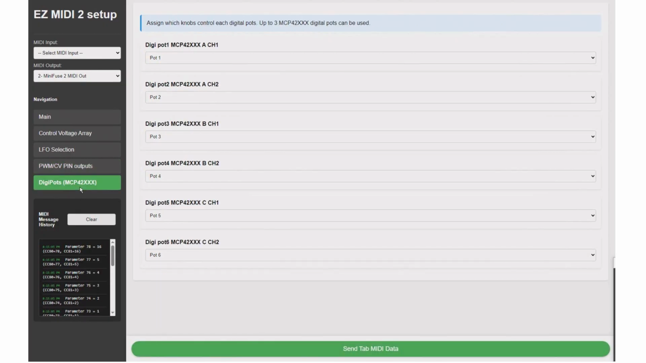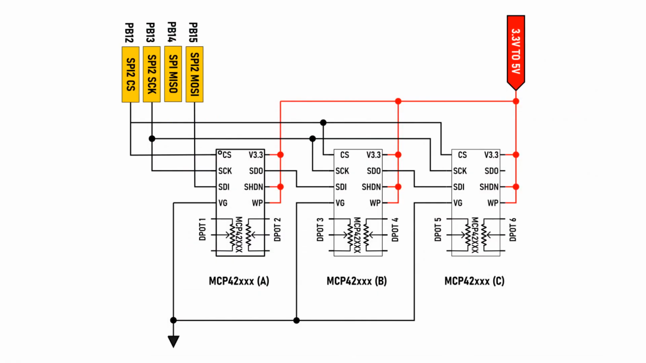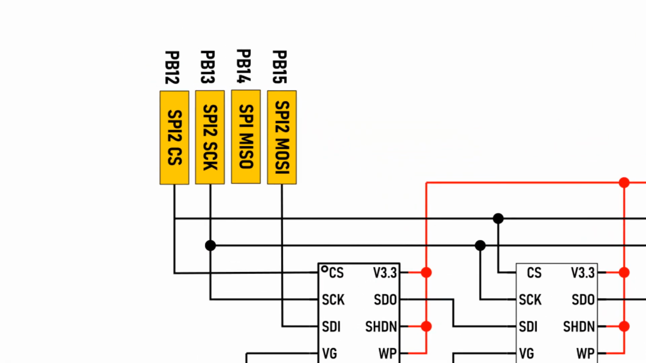Now for the Digital Pots tab. First, I should make a quick note that you can use EZ MIDI without digital pots at all. You can do everything through control voltage, like in our original schematic, but this would miss the opportunity to demonstrate how to assign digital pots to a control. They are connected via an SPI daisy chain.